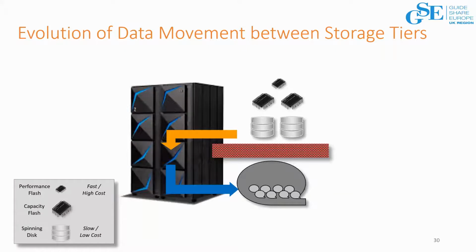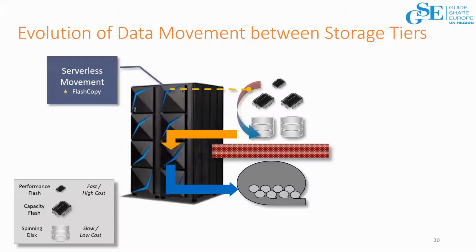So now let's transition into the topic of the evolution of data movement. I mentioned early in the presentation that HSM's strategy is to get out of the business of physical data movement and rely on the storage controllers to move the data. This serverless type of data movement began decades ago when FlashCopy was introduced. As you know, with FlashCopy, HSM can direct the storage controller to move data from one logical volume to another using track-based movement.